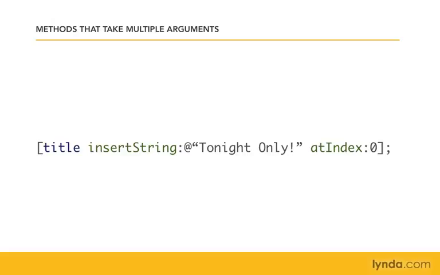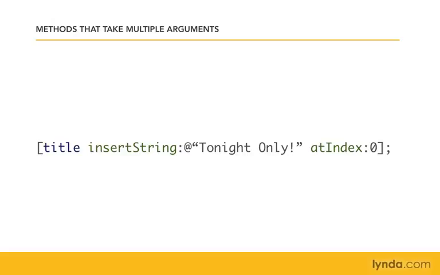We've got an object here called title, and then it says insertString colon and passes the first argument, which is a string. We're using the @ sign, a string literal saying "tonight only", then a space, and then atIndex colon 0. And that's the second argument. Now, it might first seem like all we're having is a second named parameter, but really what's happening here is that the name of the method is insertString colon atIndex colon. The full name of the method is insertString:atIndex:, and it takes two arguments that are pulled apart.